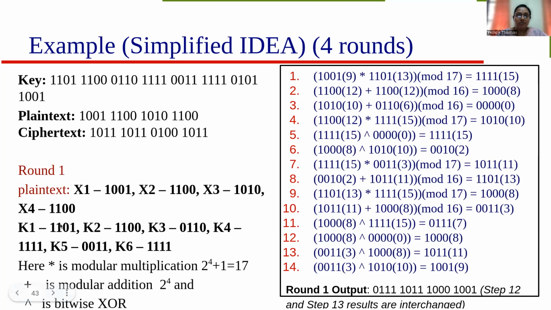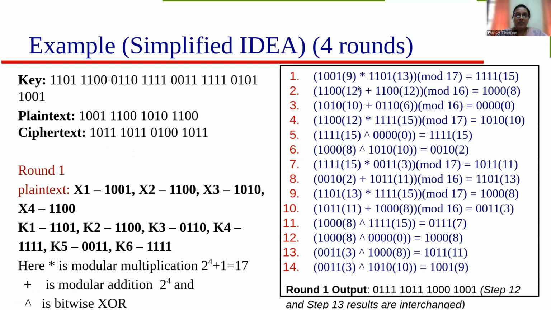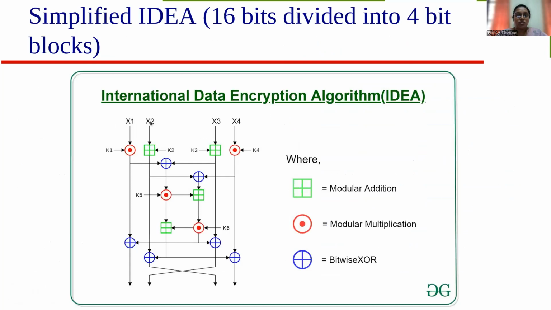Modular multiplication X1 with K1, right? Look at the image. So that is 1001 modular multiplication 1101. 1001 is 9 and 1101 is 13, and when you multiply it and mod it with 17, you get 15. You can check. Okay, second step, you can look at the diagram, X2 plus K2.